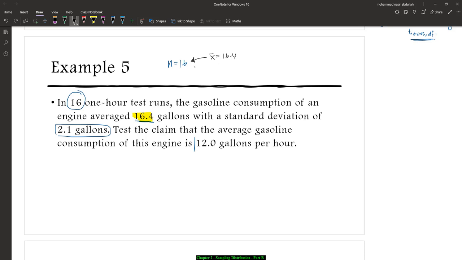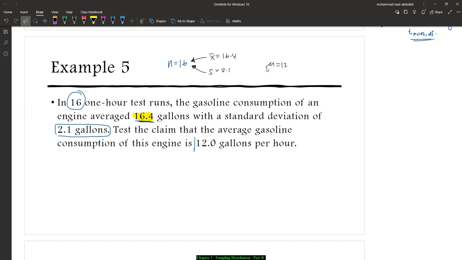This standard deviation is from the 16 tests too, from S square. So this is the sample standard deviation, just S, equal to 2.1. It is not the population standard deviation. We want to test the claim that the average gasoline consumption of this engine is 12.0, so our population mean is 12.0.